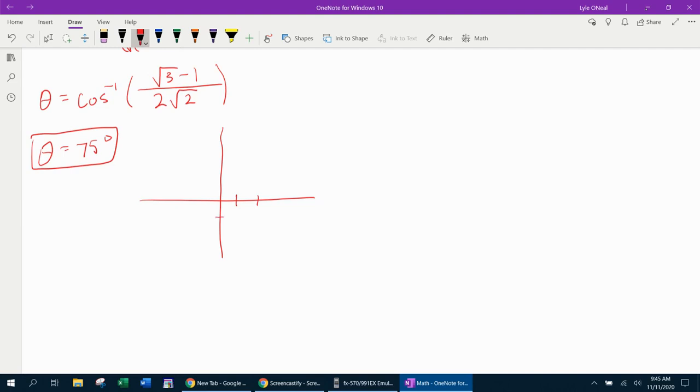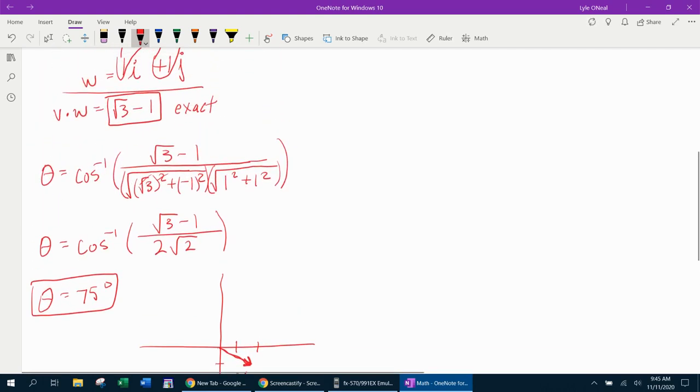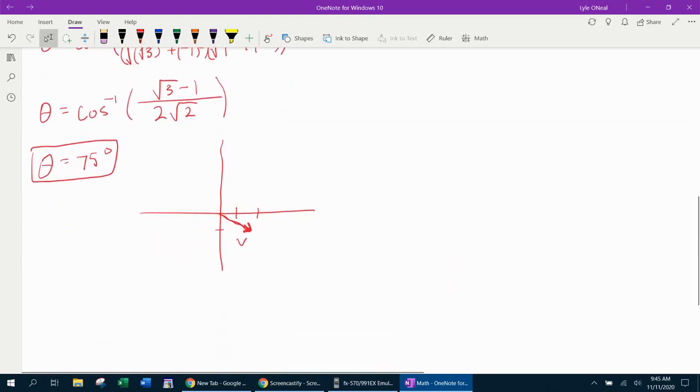And the square root of 3 is approximately 1.7, so we're going to go over to about 1.7 and down 1. And that would be a representation of vector v. Now to sketch vector w, that's going to be over 1 up 1.